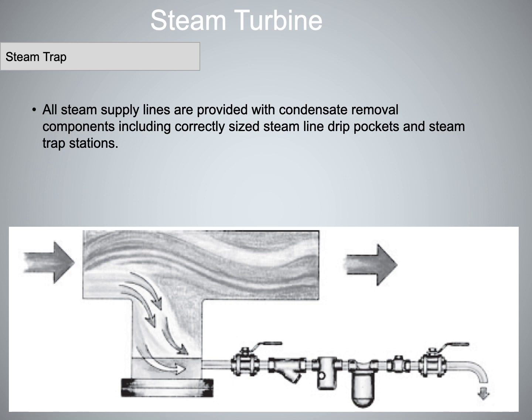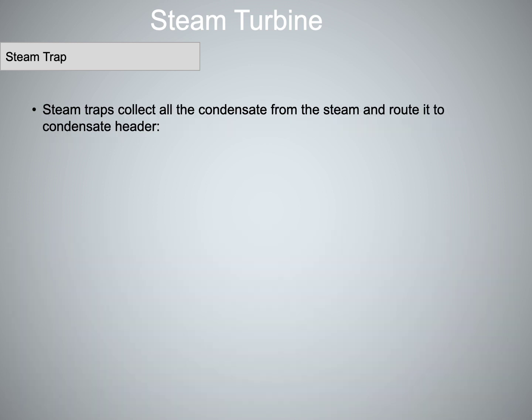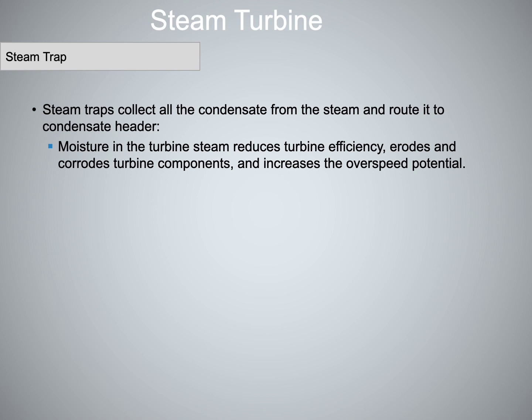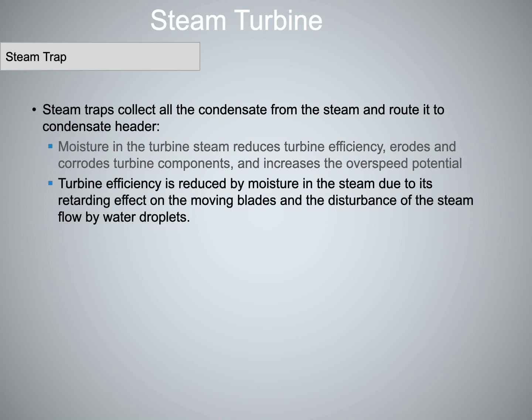All steam supply lines are provided with condensate removal components, including correctly sized steam line drip pockets and steam trap stations. Steam traps collect all the condensate from the steam and route it to the condensate header. Moisture in the turbine steam reduces turbine efficiency, erodes and corrodes turbine components, and increases the overspeed potential. Turbine efficiency is reduced by moisture in the steam, due to its retarding effect on the moving blades, and the disturbance of the steam flow by water droplets.